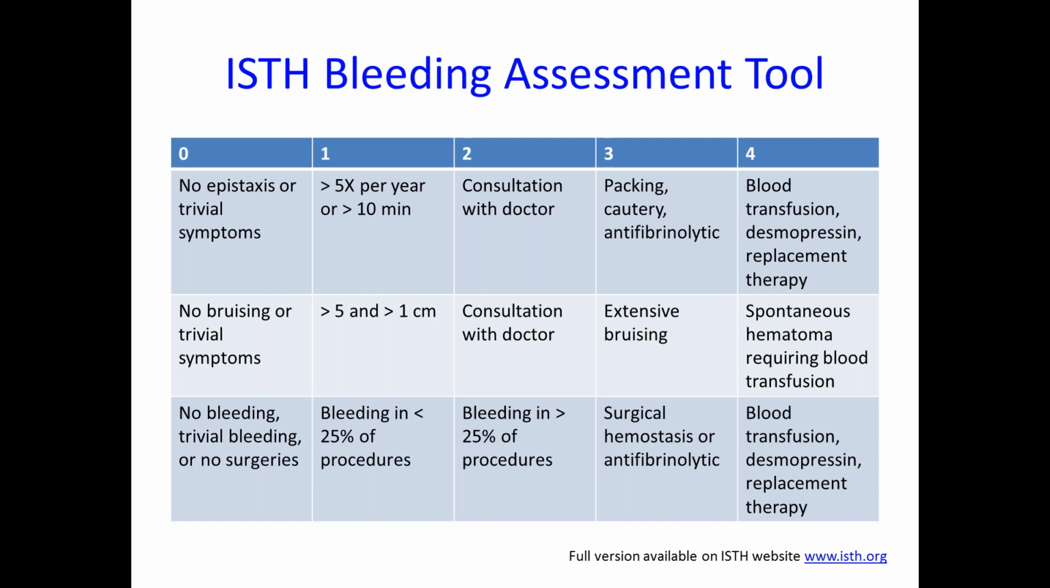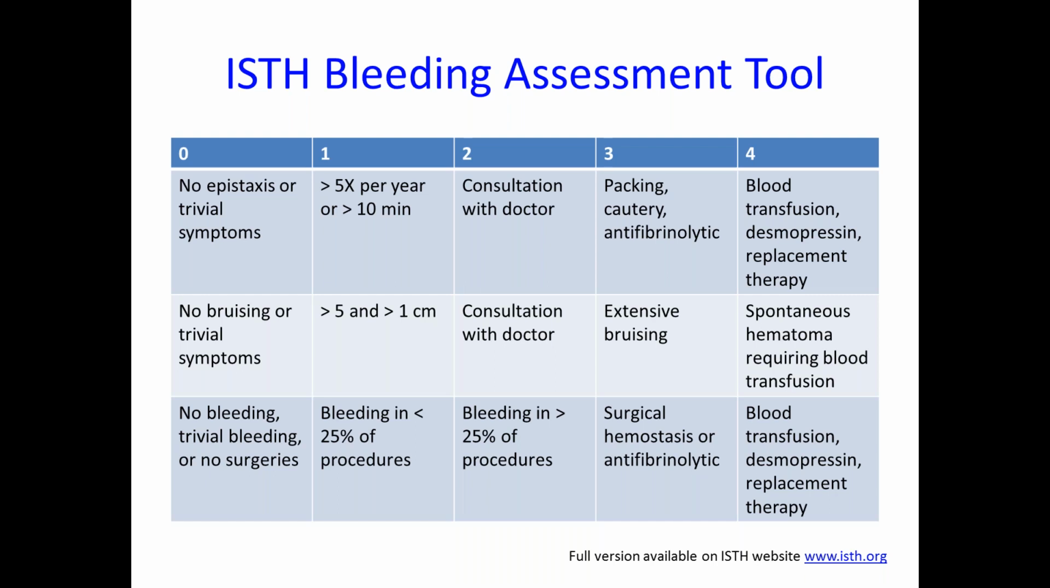If a patient has no symptoms, they get a score of 0. To take the top row, nosebleeds, for example, if a patient has more than 5 per year or the nosebleeds last more than 10 minutes, they get a score of 1. If the nosebleeds led that person to consult with a physician, they get a score of 2. If they required intervention, such as packing, cautery, or an antifibrinolytic, they get a score of 3. And then if they required blood transfusion or desmopressin or some other replacement therapy, they get a score of 4.